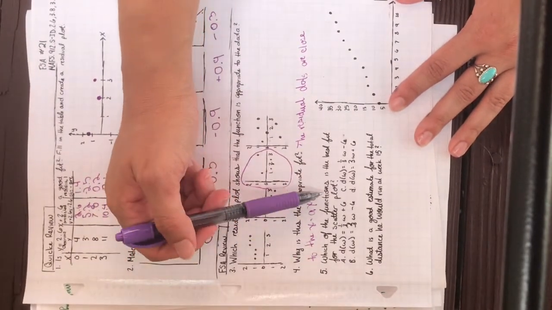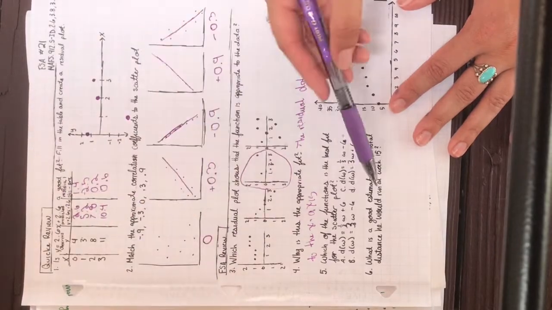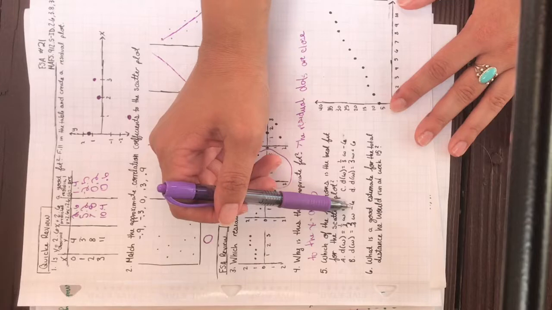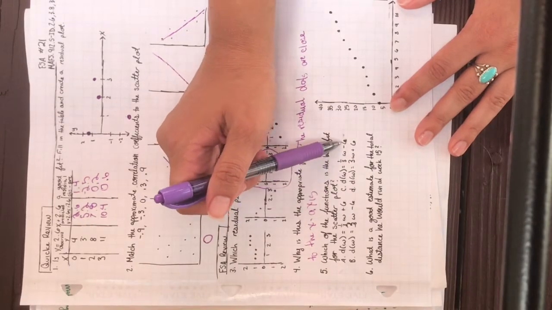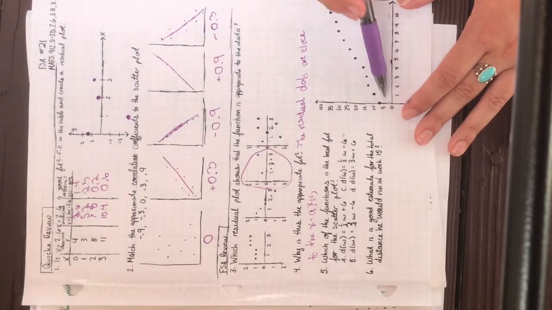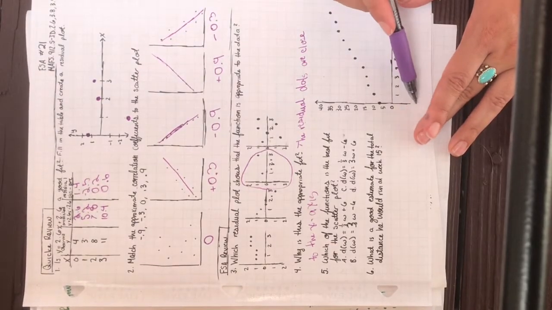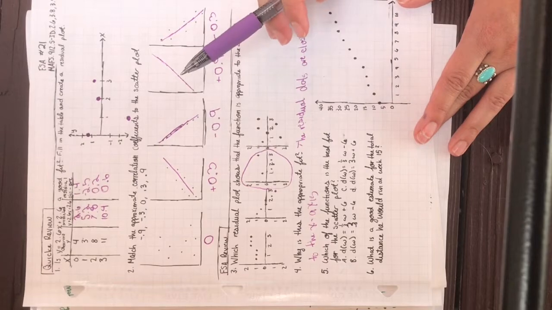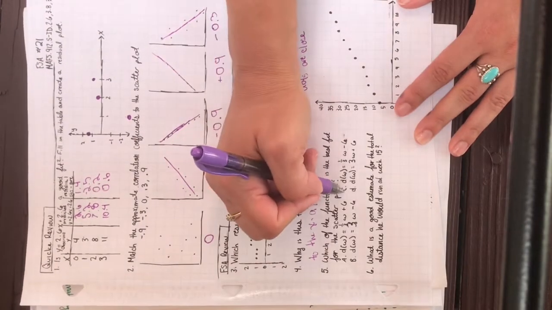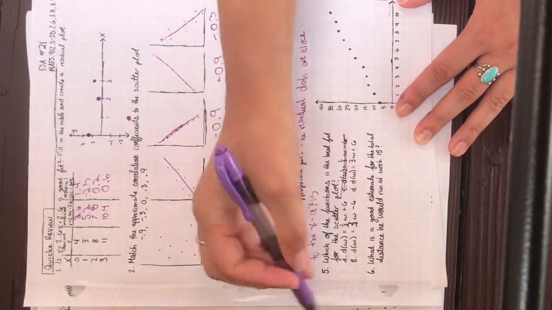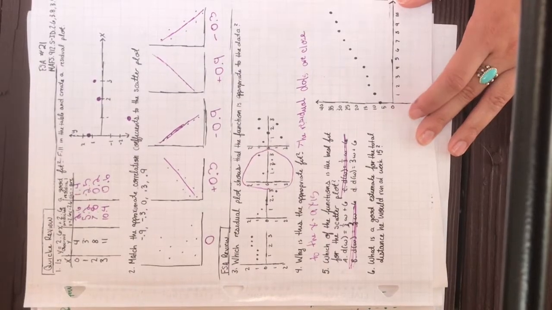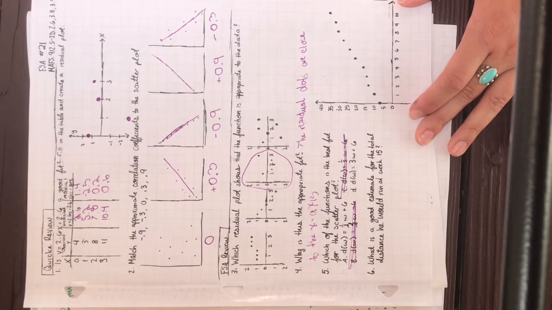Number 5, which of the functions is the best fit? Now we have a couple of options: 1/3 w plus 6, 3w minus 6, 1/3 w minus 6, or 3w plus 6. The first thing I'm going to look at that's pretty easy is that my y-intercept is positive. So both of these equations that have a negative y-intercept, you can cross them off. They are not going to be our answer. And now all we need to do is find the slope.